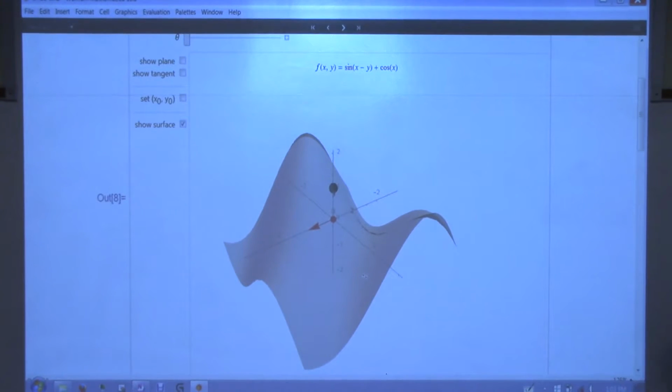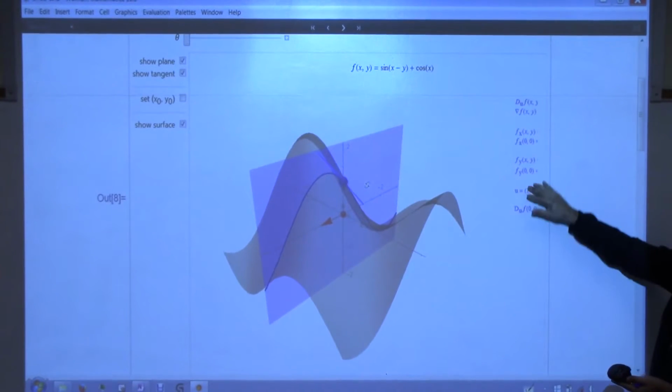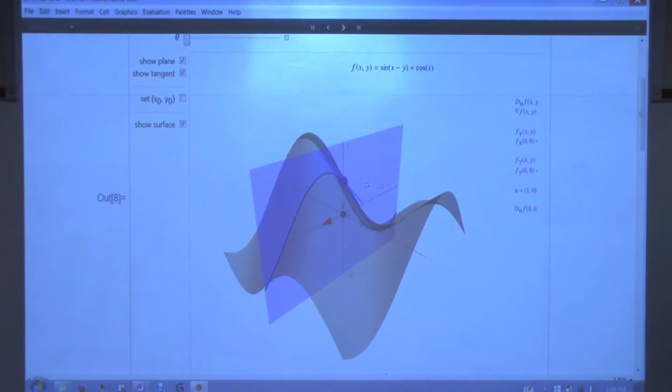So if we were to ask ourselves to find the slope of the tangent line as we are pointing parallel to that red vector, then what we're doing is holding y constant. We're slicing this thing through, creating the curve, and then finding the tangent line, which is that blue line. I don't know if you can see that. And that's what that partial with respect to x would be, yeah?